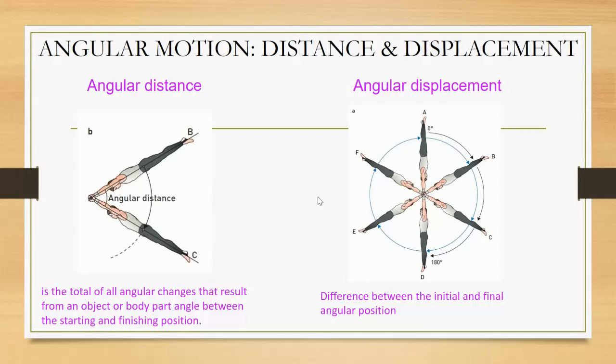So between B and C, that angular distance is the degrees that the person has moved between those two points. If we're looking at angular displacement, let's say this person started at A and finished at D. The angular displacement is 180 degrees. Their distance is 180 degrees.